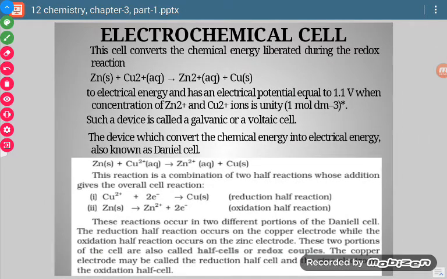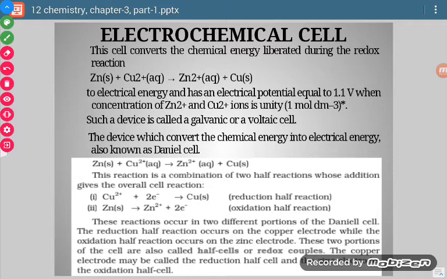Now see, you have done in 11th standard redox reactions. There are two types of redox reactions: direct redox reaction and indirect redox reaction. Direct redox reaction means when oxidation and reduction take place in the same container, and if they take place in different containers, then it is called indirect redox reaction.